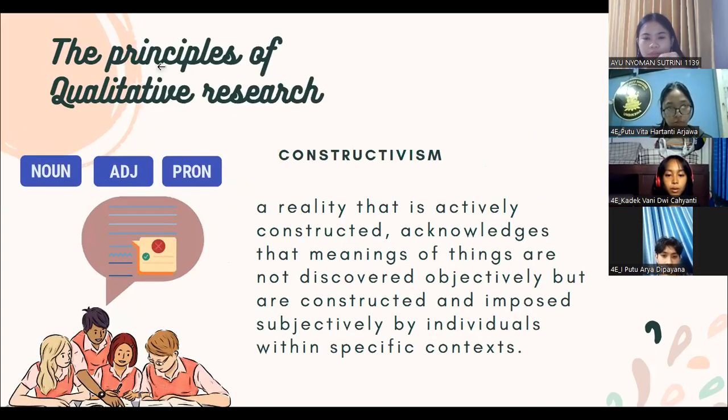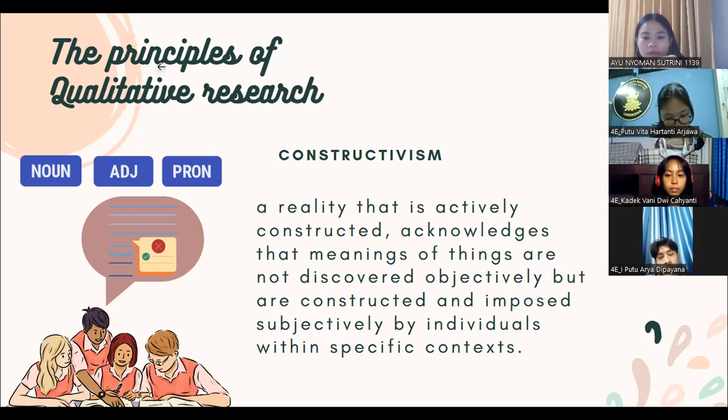All right, the first principle of qualitative research is constructivism. So constructivism is a reality that is actively constructed. It acknowledges that the meanings of things are not discovered objectively but are constructed and imposed subjectively by individuals within a specific context. The constructs also change as the context does. So the researcher here gathers the information from one to another, and after that the researcher makes a conclusion and interprets a specific society's perspectives.